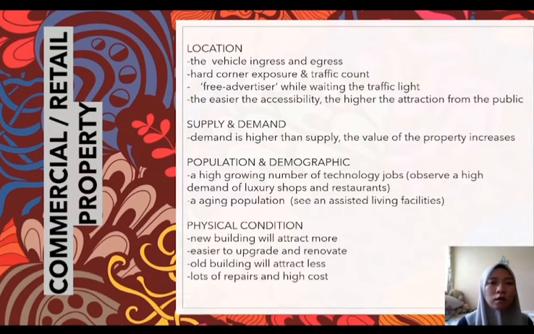which contain lots of luxury restaurants and shops for them to entertain themselves. But an aging population will look for assisted living facilities as they retire, so they will not be attracted to luxury shops or restaurants. They will be looking into an assisted living facility to make their life easier.